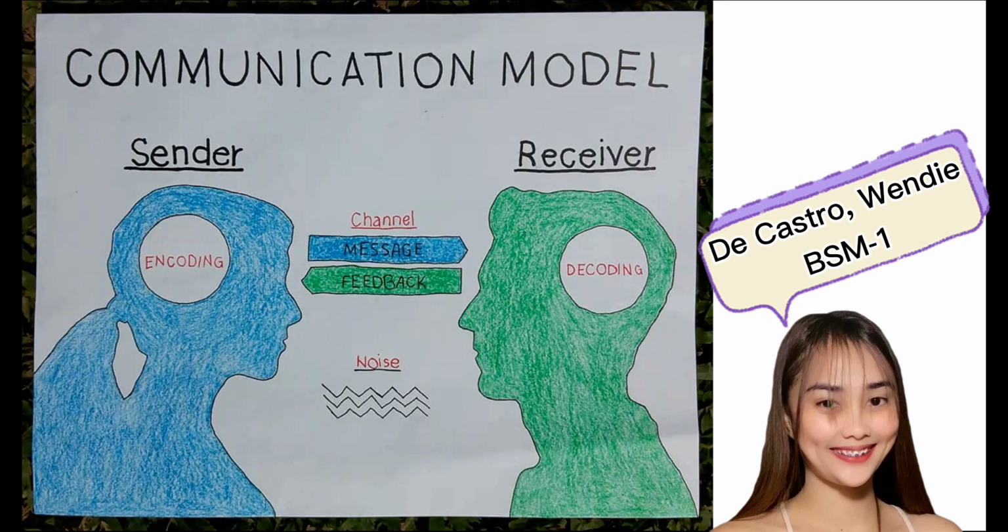Without communication, we cannot understand each other. We cannot share our thoughts and our insights. For example, we can see in this picture or in this drawing the sender and the receiver. In the middle, they have a message and the feedback. The sender is the one who is encoding and the receiver is the one who is decoding and gives feedback. And that's my insight for communication model.